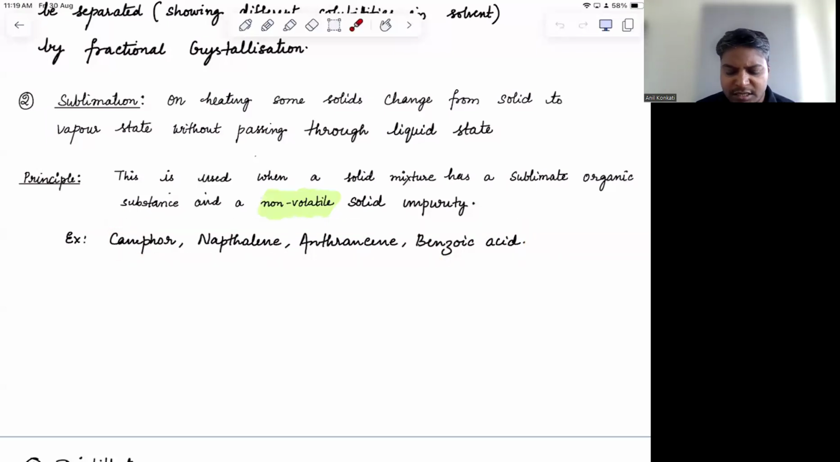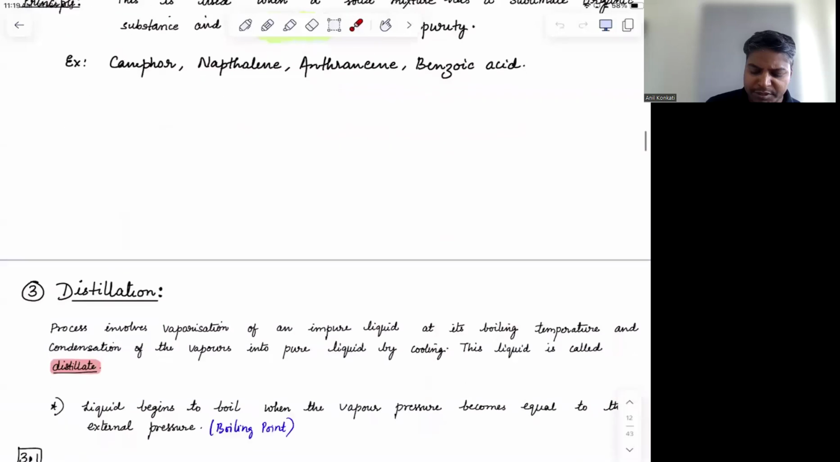These are all solid substances, correct? So there we can remove their impurities just by vaporizing them and condensing them back. That is how sublimation is done.